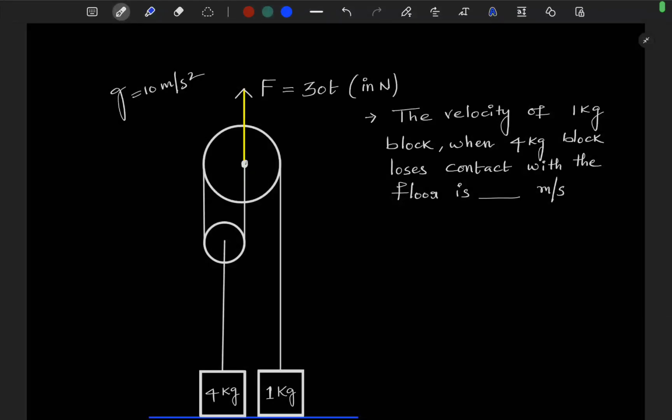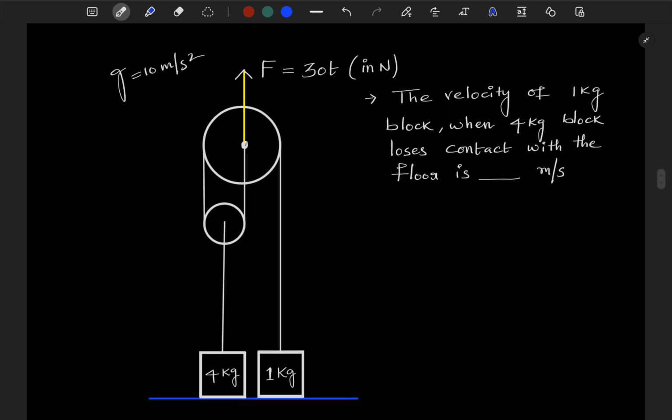Children, I have come up with another question on pulley block system. So here is the question: the situation where you have two blocks, 4 kg and 1 kg, which are connected to two different strings. So this is one string and this is the other string you can see here. And the pulleys, both the pulleys are massless.